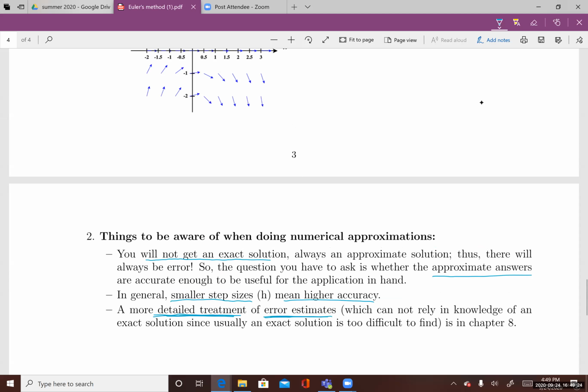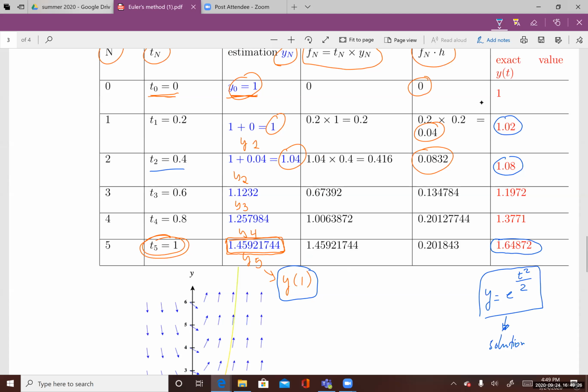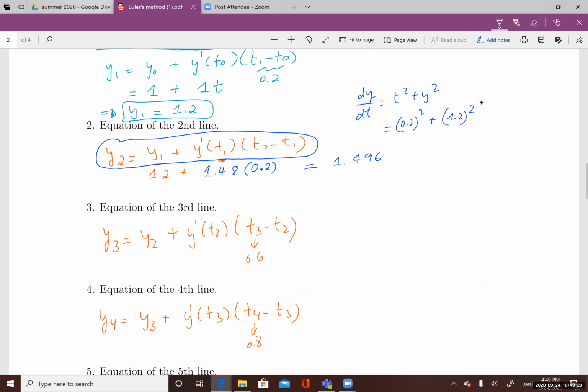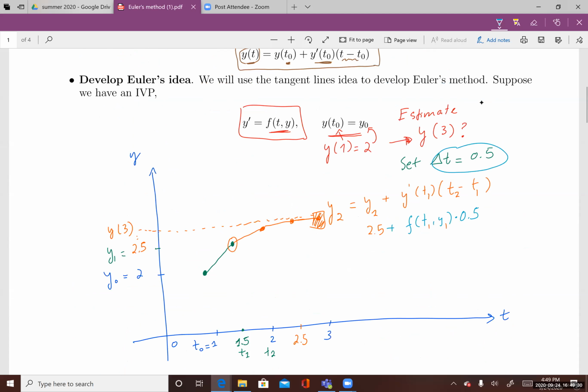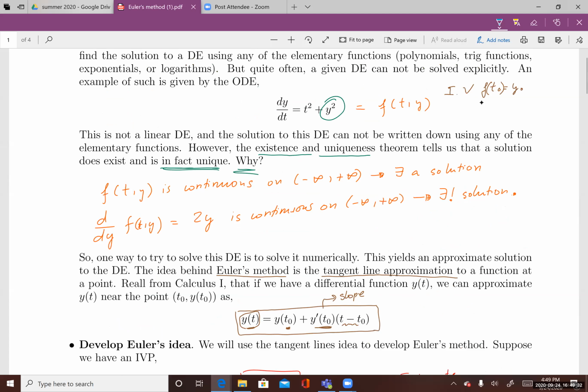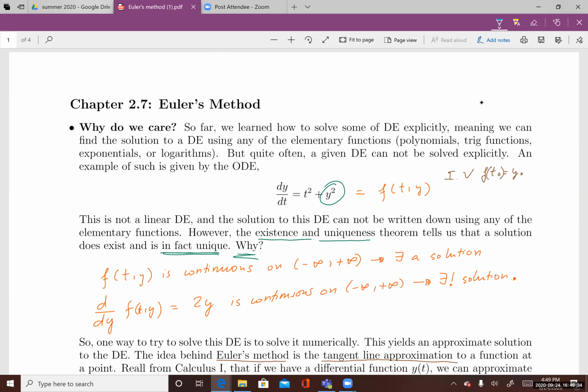All right, here we go. Euler's method, a numerical method that is used in estimating the particular solutions of an initial value problem.